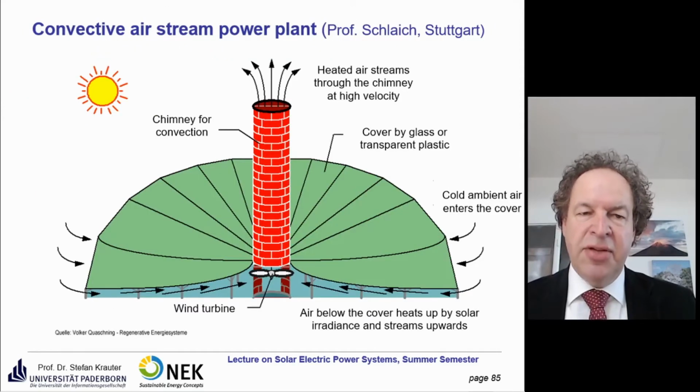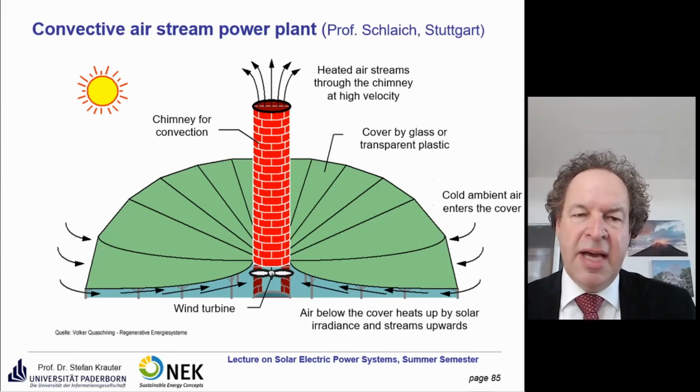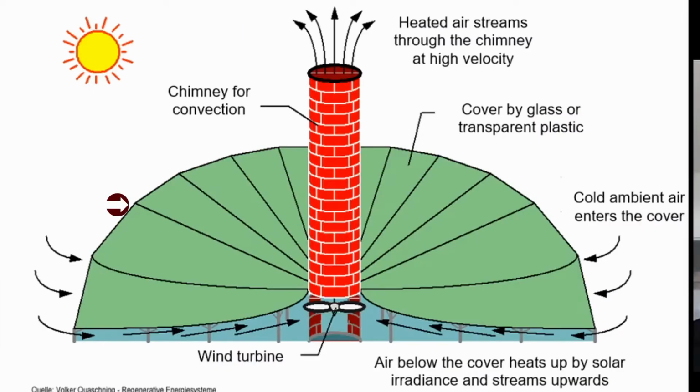An additional thing to mention here is the convective air stream power plant. You have quite a large area covered with glass or transparent plastics, and then the ground heats up and the air is getting lighter and it flows through a chimney, which can be quite large, some 100 meters high, and then it's powering a turbine.